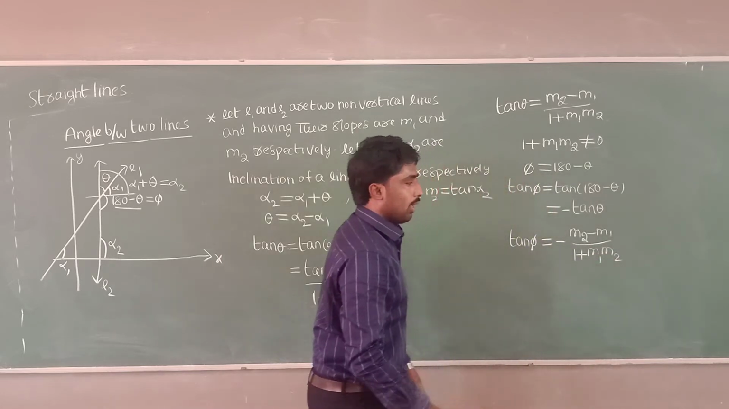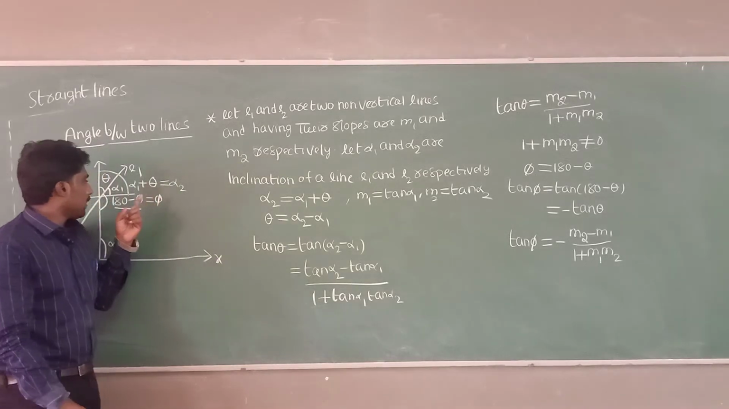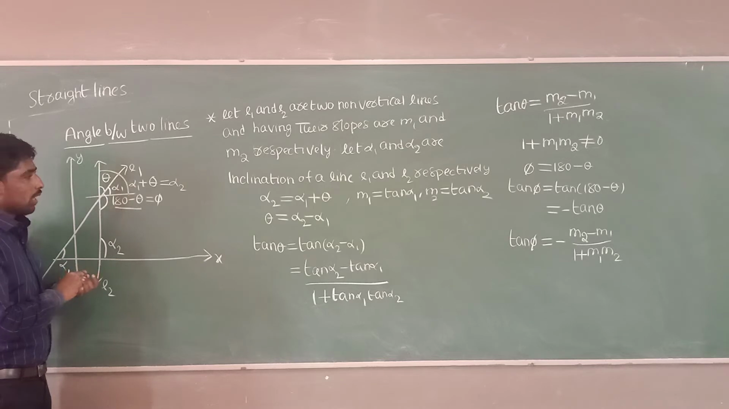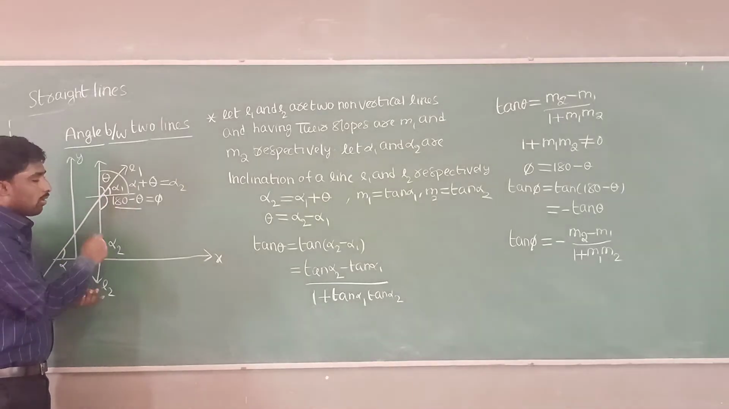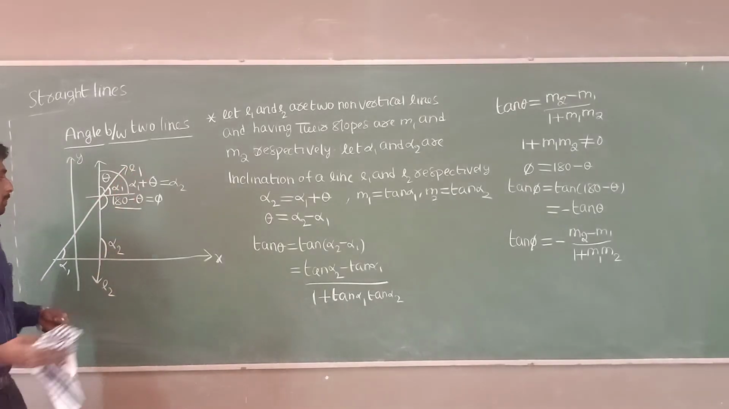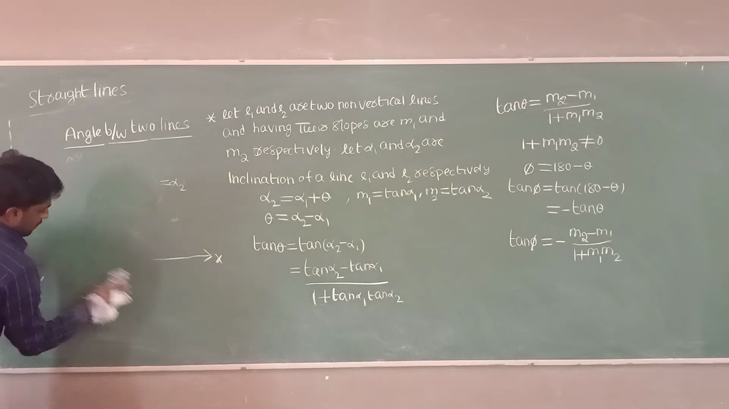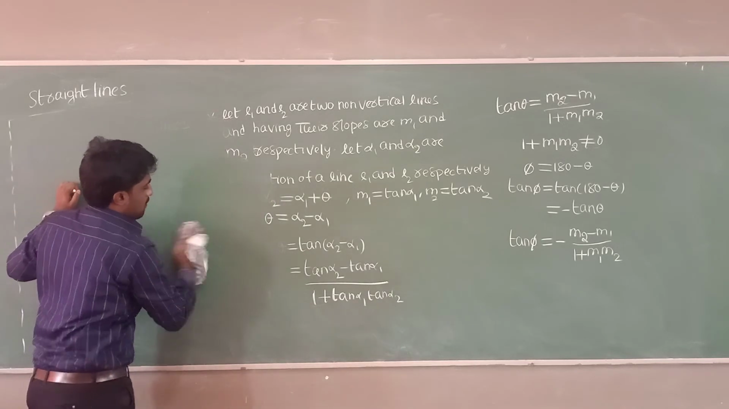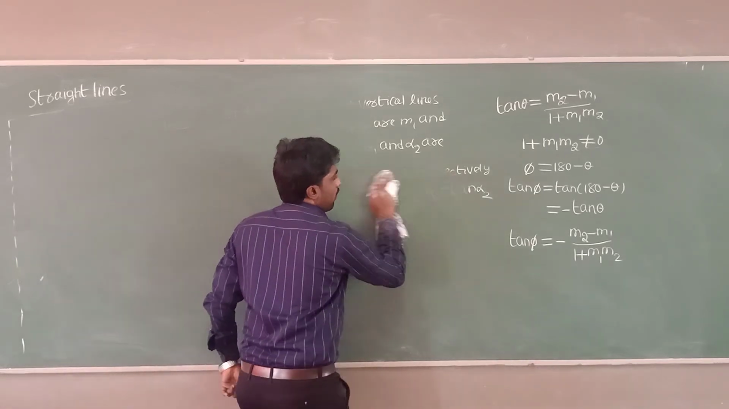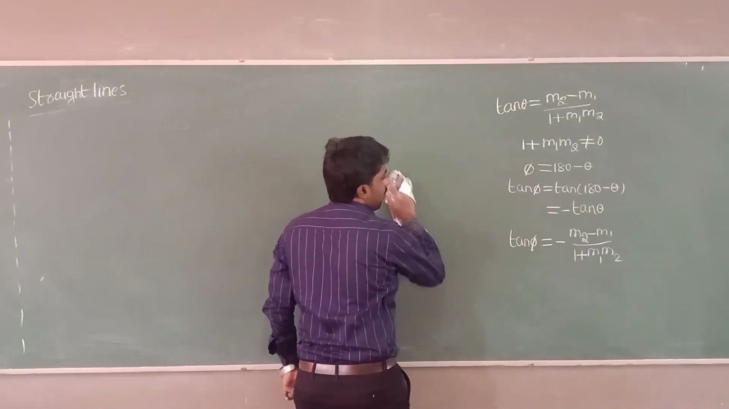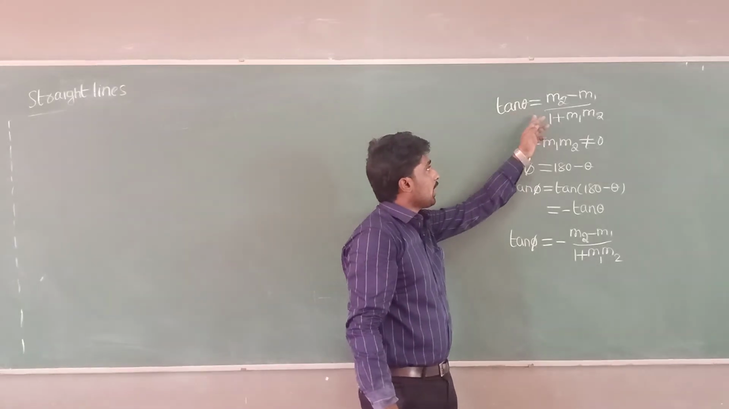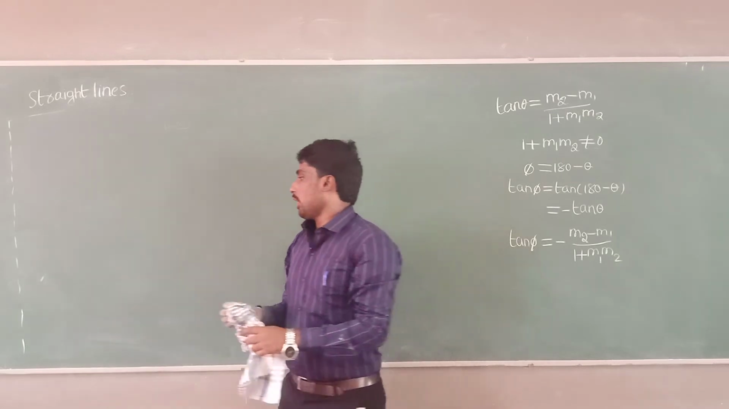Now all of you listen here. If theta is an acute angle, this pi will be an obtuse angle. So we have to say in which cases we get an acute angle and in which cases an obtuse angle. All of you note this down. Let me take case 1. Whether it is acute or obtuse depends on the value of m2 minus m1 by 1 plus m1 m2.